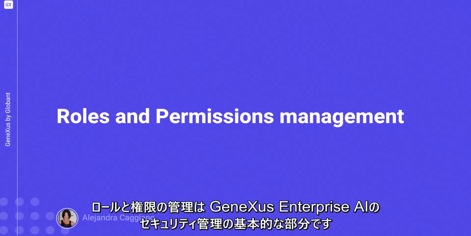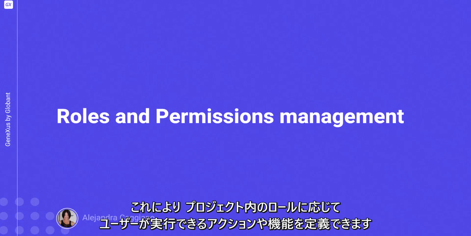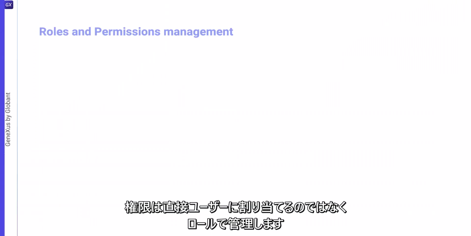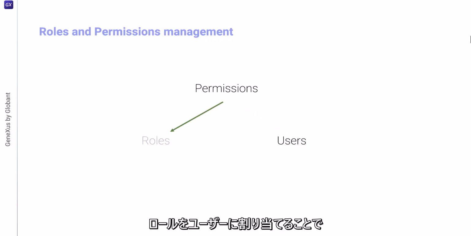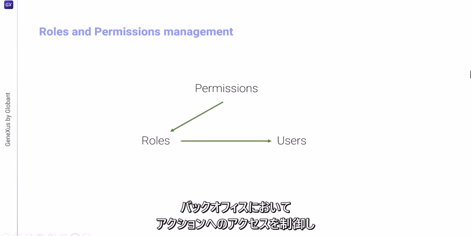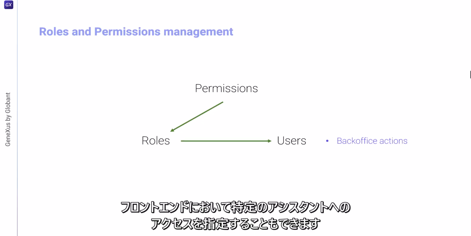The administration of roles and permissions is a fundamental part of security management within GeneXus Enterprise AI, as it allows you to define which actions and functionalities users can perform according to their role within a project. Instead of assigning permissions directly to users, permissions are managed through roles. Users then have roles assigned to them and thus control their access to actions in the back office and also determine access to specific assistants within the front end.